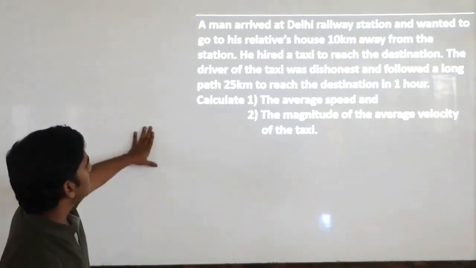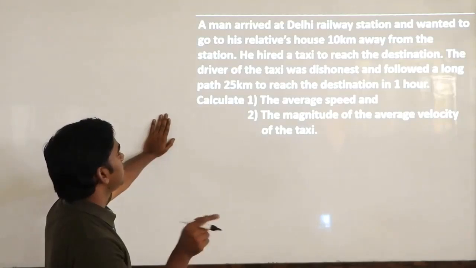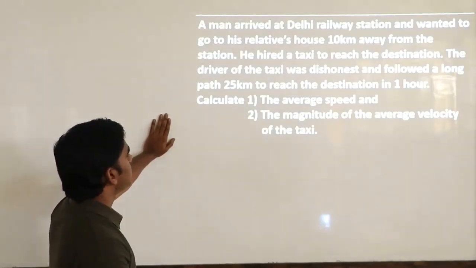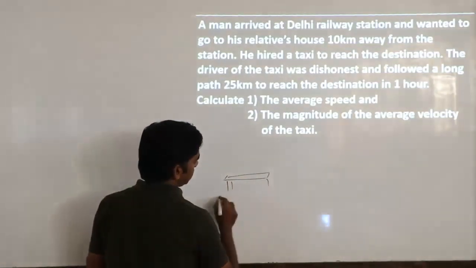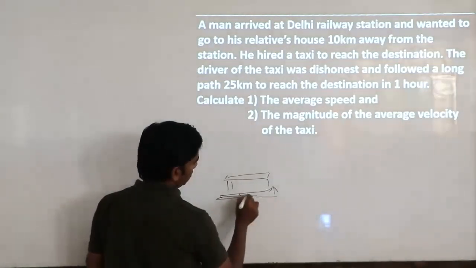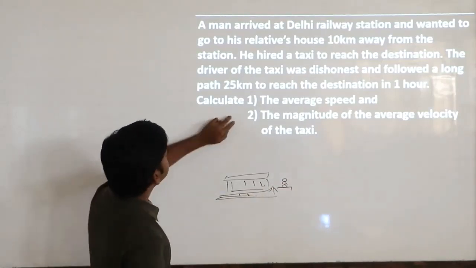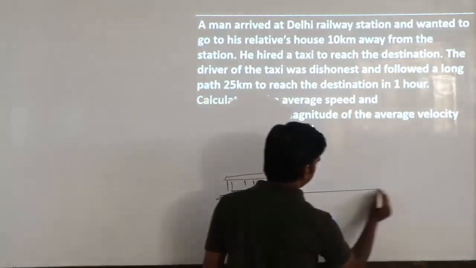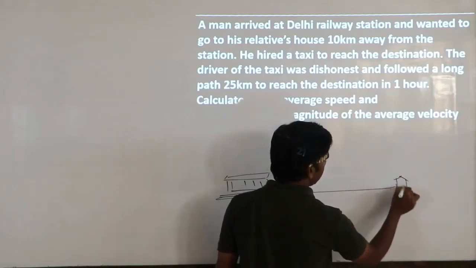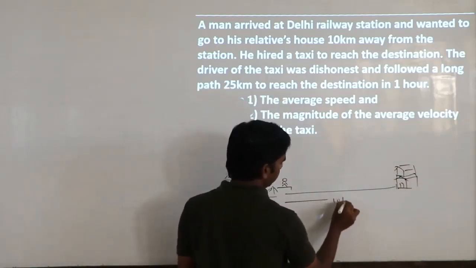So next question. The question looks very big. A man arrived at Delhi railway station and wanted to go to his relative's house 10 kilometers away from the station. Okay. So what they are saying, the man comes to the railway station. Think that this is the railway station. Man comes to the railway station here. And he wants to go to his relative's house 10 kilometers away from here. From here, his relative's house is there. So then we have to draw a house. Okay, so this is his relative's house. What is the distance? Distance is 10 kilometers.